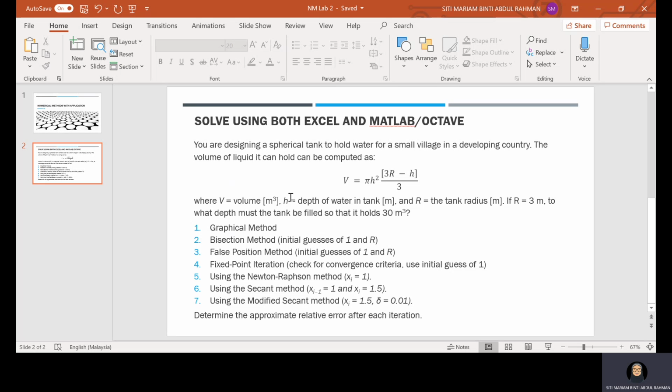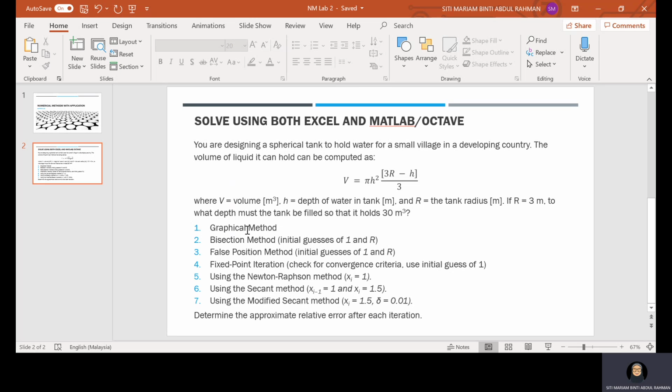So the problem is regarding a spherical tank. We're going to look at what is the depth of the water in the tank, given that the tank must hold 30 meter cubic of water. The tank has a radius of 3 meter. We're going to look at how to solve it first using the graphical method.